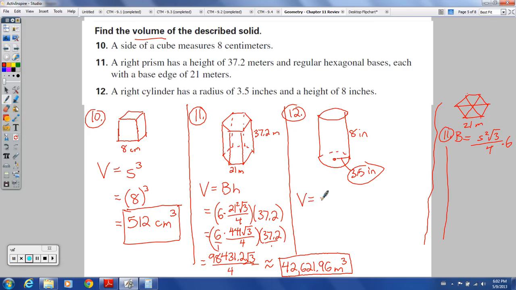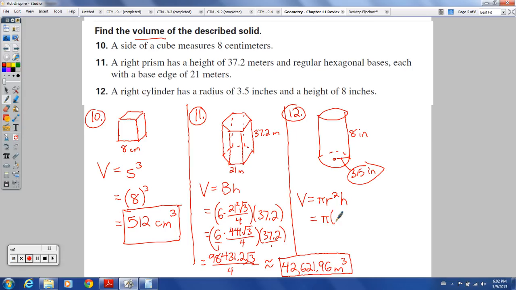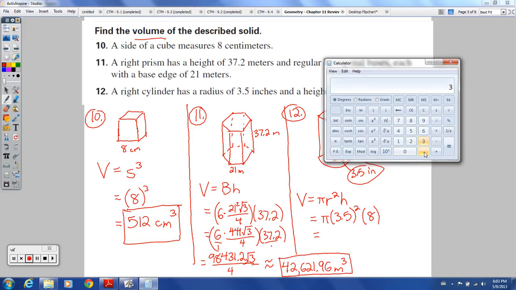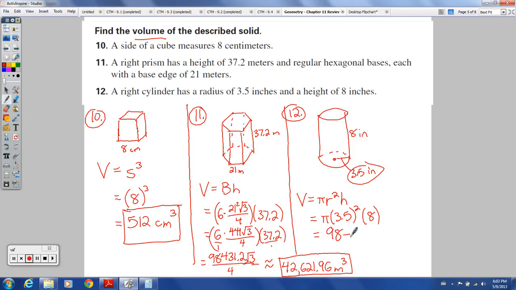Volume of any cylinder is, I'm going to get rid of this stuff. Don't need that anymore. Didn't really need that in the first place. I could have just gone right to there. We have pi r squared, the base, times the height. And your radius is given to you as 3.5, so just plug that directly in. The height is 8. 3.5 squared would be the same as 35 squared, with the decimal moved over 2 places, so 1225, okay, 12.25, and then that times 8. It's 98. We have 98 pi.